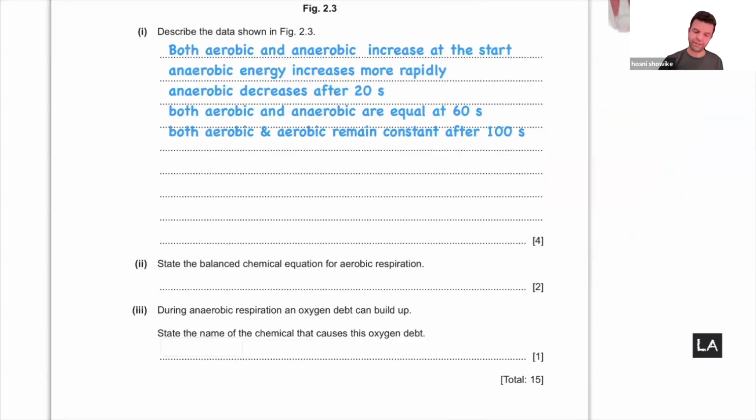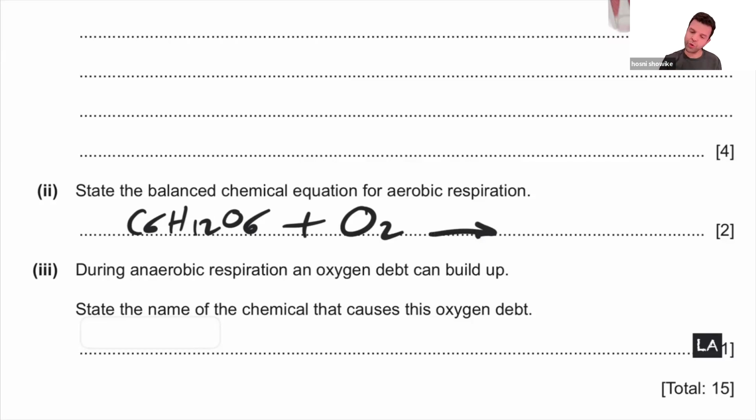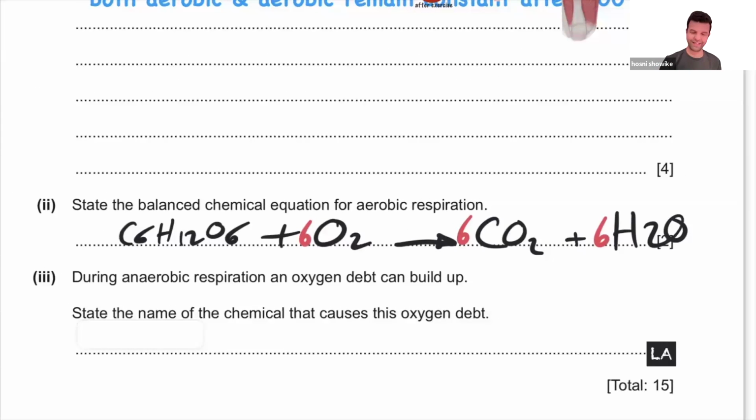So again, they said, write a balanced equation for aerobic respiration. So I'm going to say C6H12O6 plus oxygen. That's like the complete opposite equation to photosynthesis. So you could learn either equation, you reverse them, just make sure you write the correct equation for each one. So that's aerobic respiration. Flip it and it becomes photosynthesis. State the name of the chemical that causes the oxygen debt. We said it's lactic acid. All right. This means we're done with question 1.